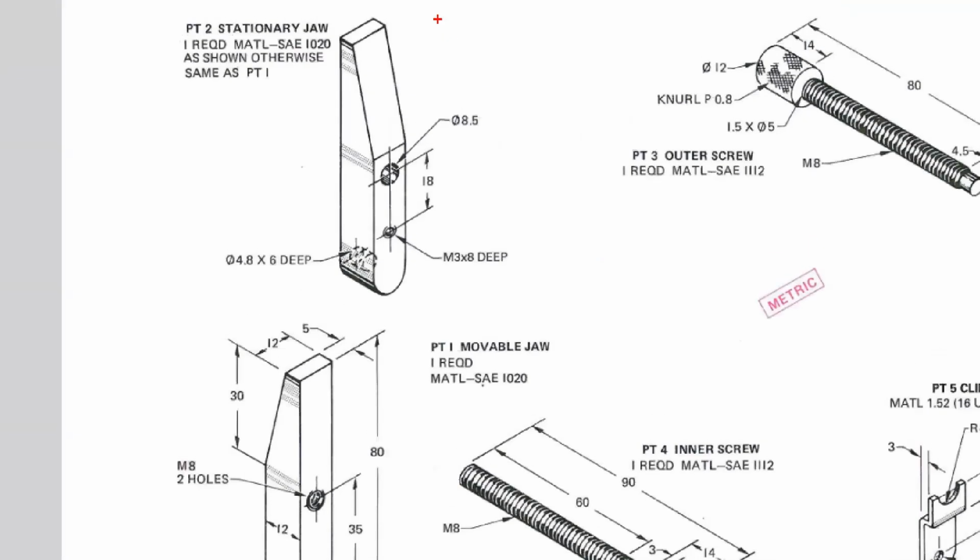So this part 2, the stationary jaw, is the exact same size and shape as the first one, right? So maybe do that one, save it as a different name, and then come back and put these different holes in it, right? Instead of having to redo the whole thing. You can redo the whole thing. It'll go faster the second time, but it's the same thing. You need a different hole here. This one's not an M8, and it's not at the same spot.